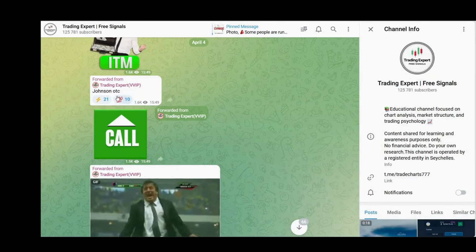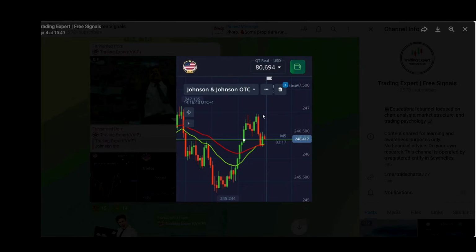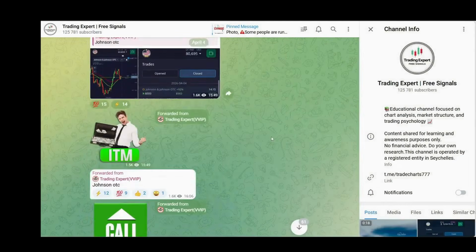Now, moving on to the next trade, which we provided on Johnson OTC for a call side move. Let me explain this trade. As you can see, the previous candle closed above the moving average, which is why we provided a signal for the upside move. This was also a clear pin.